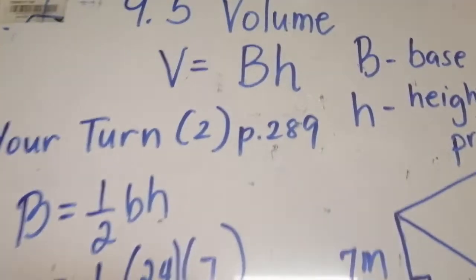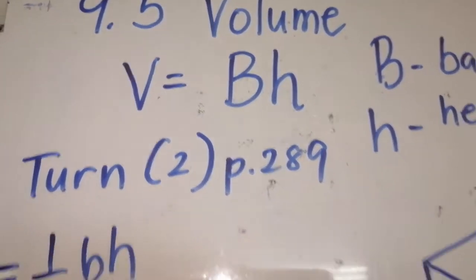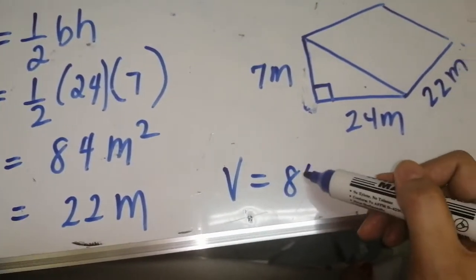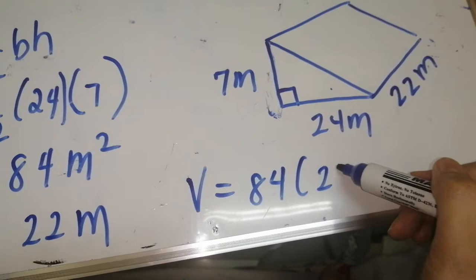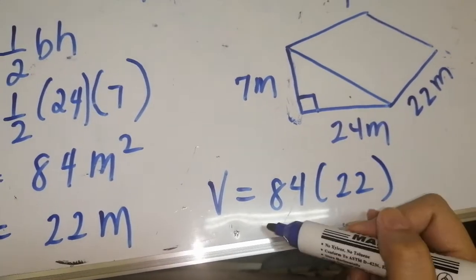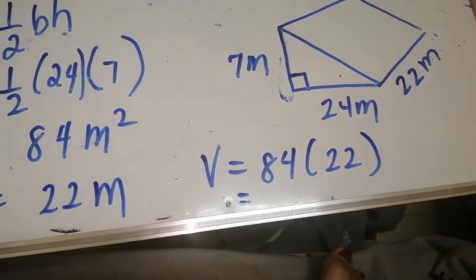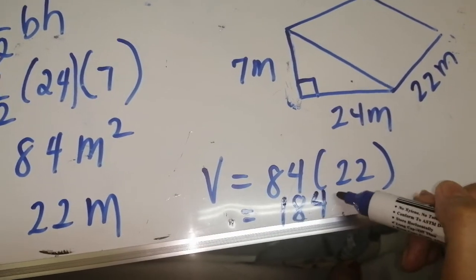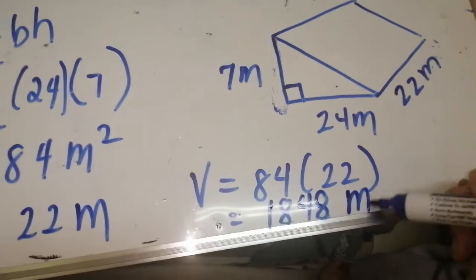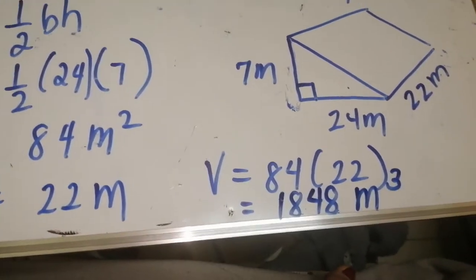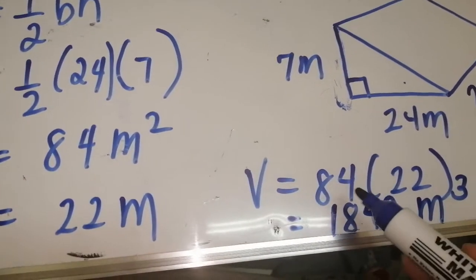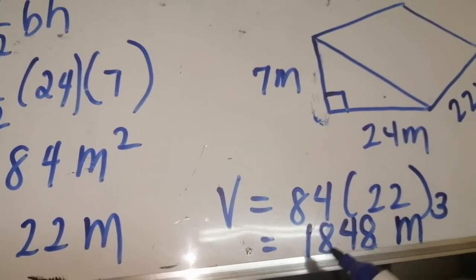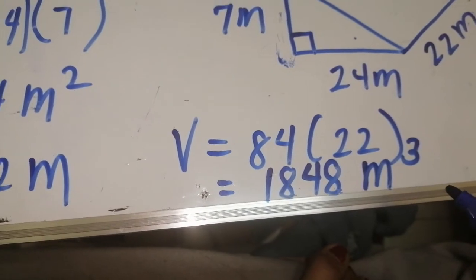So how do we find the volume again? Base area times height. So let's substitute. B is equal to 84 times 22. What is our volume now? 84 times 22 is 1,848 cubic meters. Why is it cubic meters? Because we have the area, which is square meters, times the height, which is meters. So if you multiply also the units, you will get cubic meters.